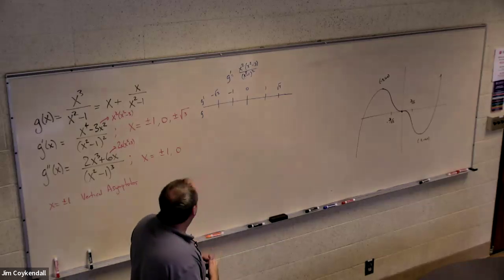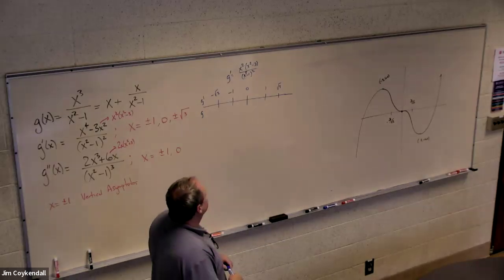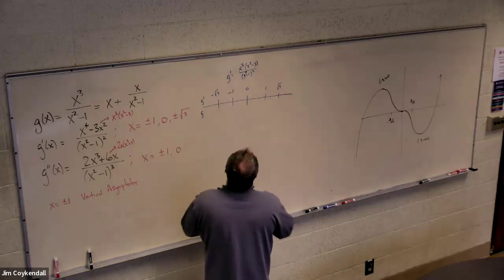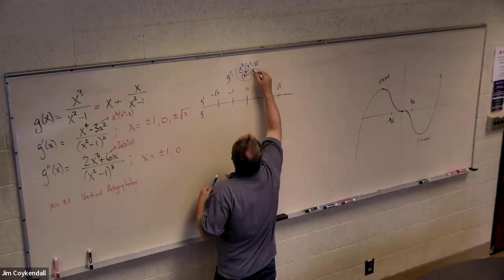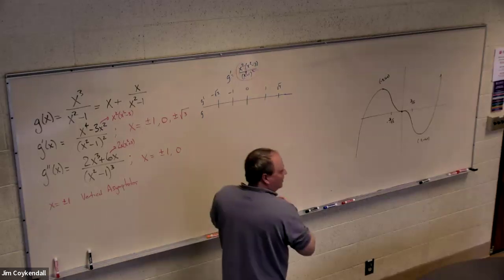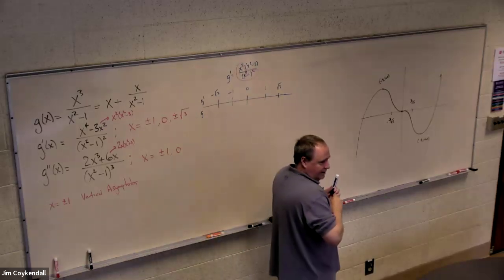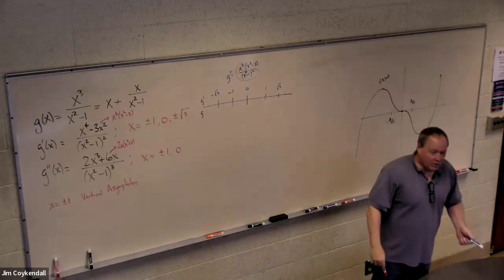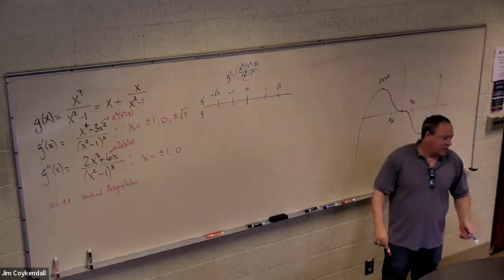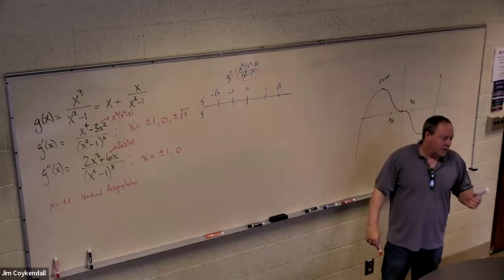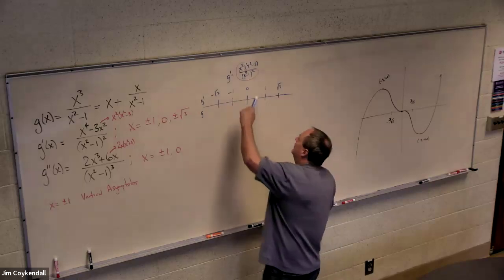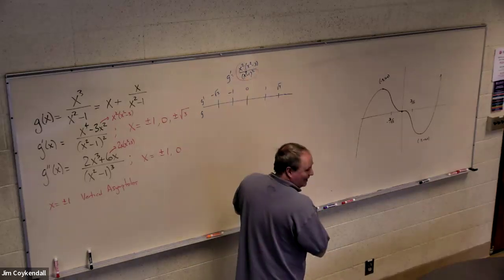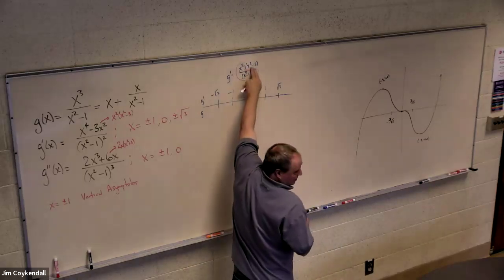Now that seems like quite a mouthful, but guess what? This piece right here is always positive. X squared is always positive, x squared minus 1 plus x squared is always positive. So they do not affect the sign of the outcome. So the sign of G prime is determined completely by this term right here.